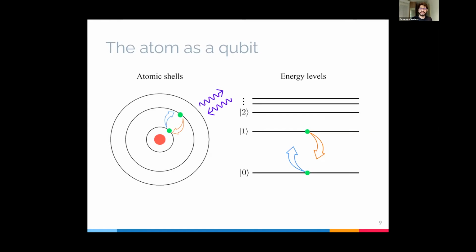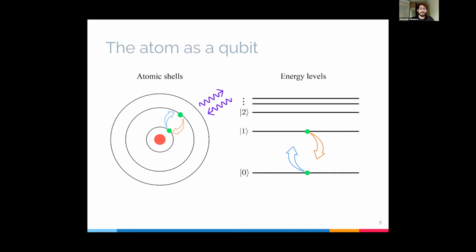It is stimulated by the laser to emit another photon. So as long as the laser is on, it's going to absorb one photon and go to shell 1, then emit this photon back and go back to shell 0 and keep repeating this over and over. So we call this Rabi oscillations.